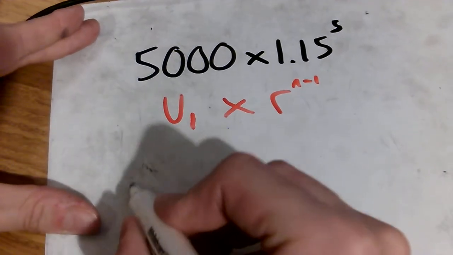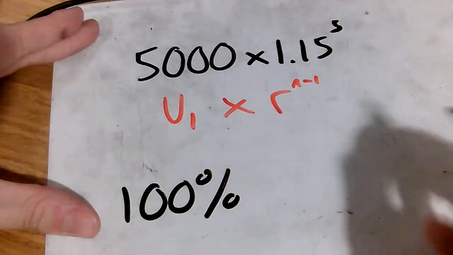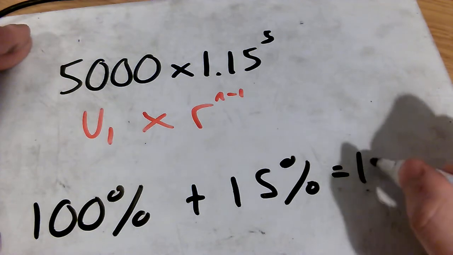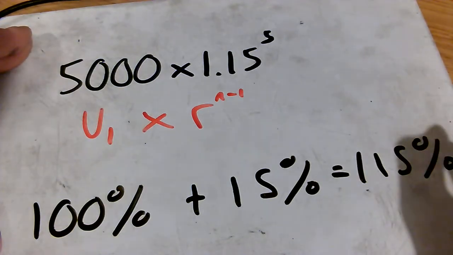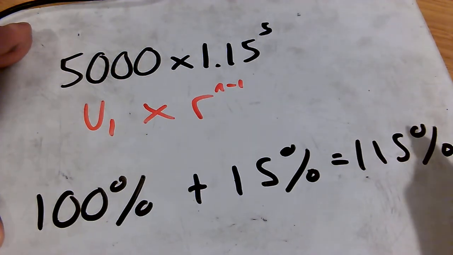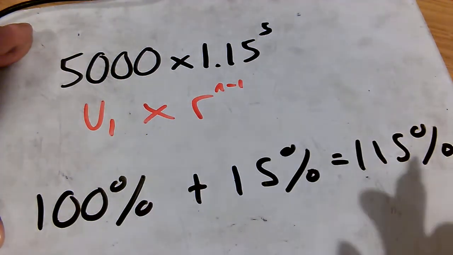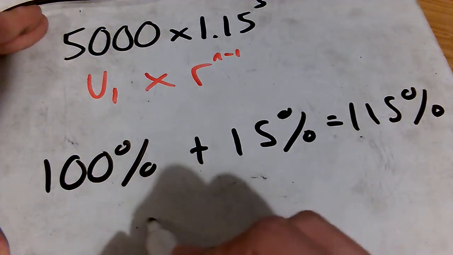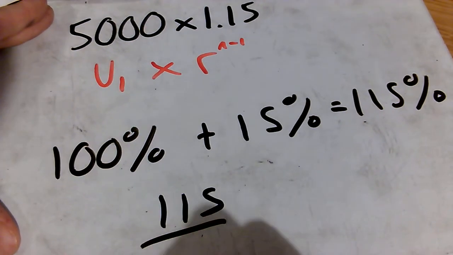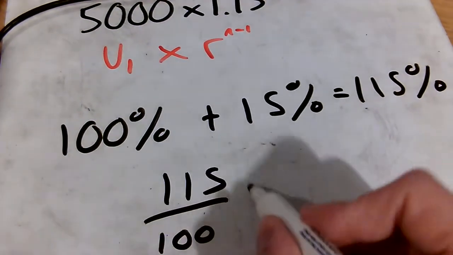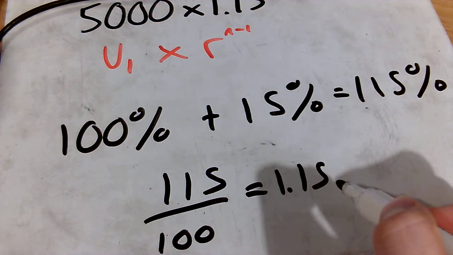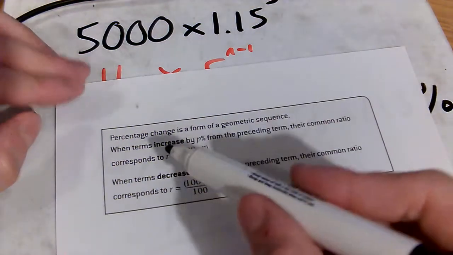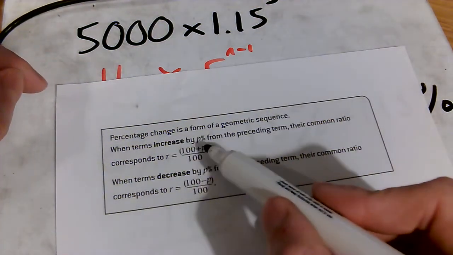Well, if we start off with 100%, which is our original amount, and we want to increase it by 15%, of course that makes 115%. But we don't multiply by 115 because that would make it massively bigger. It wouldn't increase it by just 15%, it would make it 115 times bigger. So instead we turn that into a decimal multiplier by taking the 115, dividing it by 100, and that's where the 1.15 comes from. That's exactly what this formula here in the second part of the notes is saying. So the ratio, which is the thing you're going to multiply by, is given by this.